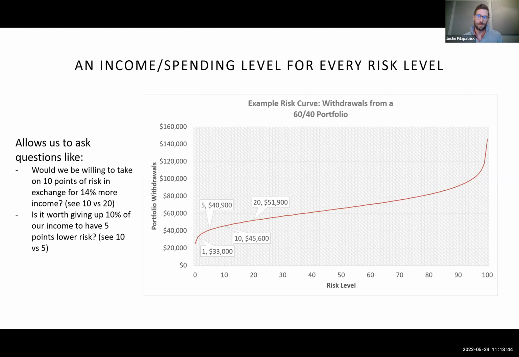Obviously, there's not going to be one answer for every couple or every household. For some people, certainly yes. Is it worth giving up 10% of the possible income, the possible spending, in order to save 5 points in risk, get 5 points lower risk? That's the difference between 10% risk and 5% risk here, right? So I go from 45,600 down to 40,900 a year.